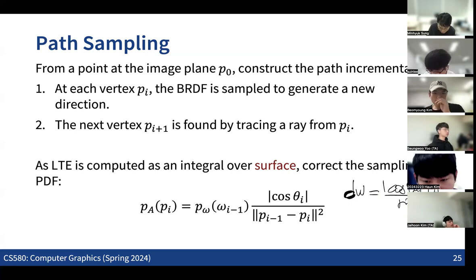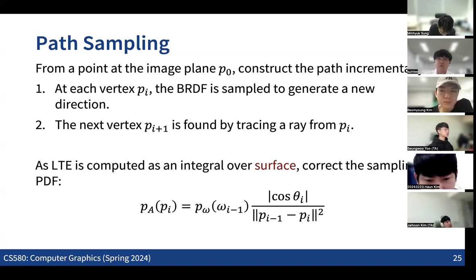Since we are now taking the integral over the surface, not the integral over the solid angle, we are not only sampling based on the BRDF, but also rectifying the PDF using this equation, so that we can sample based on the surface. So these are the basic ideas about incrementally constructing paths and doing path tracing to calculate the LTE.